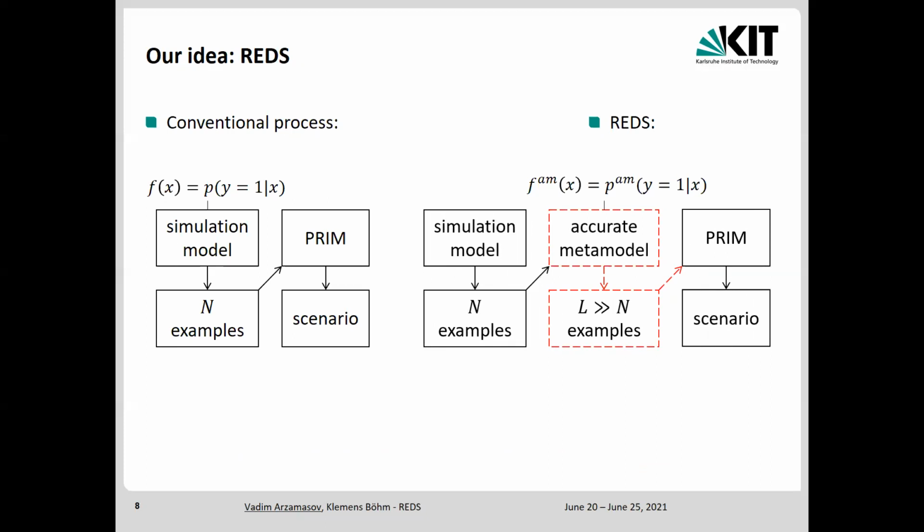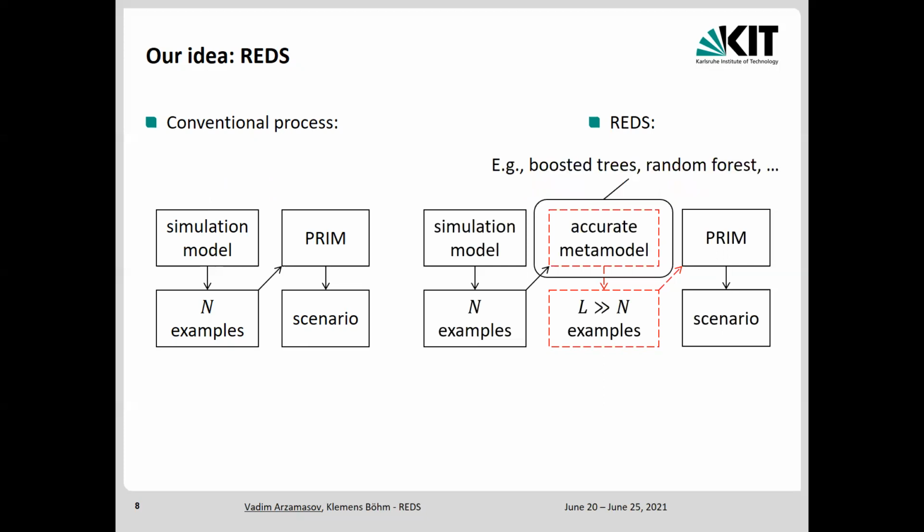To formalize, a simulation model implicitly defines a function f of x, which is the probability of the output being interesting given the input. For a deterministic simulation model, this function can take values either 1 or 0. For a stochastic simulation model, f of x can take all values between 0 and 1. The target of an accurate meta model is to approximate the function f of x defined by a simulation model as close as possible with the function f(am) of x. And the meta model could be, for example, boosted trees, random forest, support vector machine, and so on.